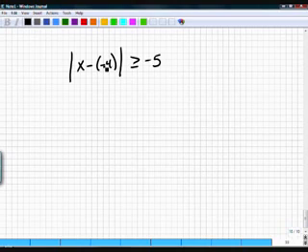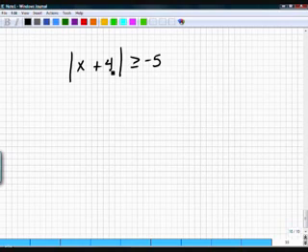x minus -4. First, clean this up. Anytime they give you a problem like this, clean it up, make it look better. x minus -4, what should you put there? x plus 4. x minus negative, that's plus. x minus -4 is x plus 4.